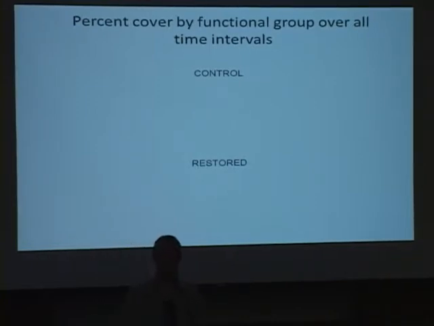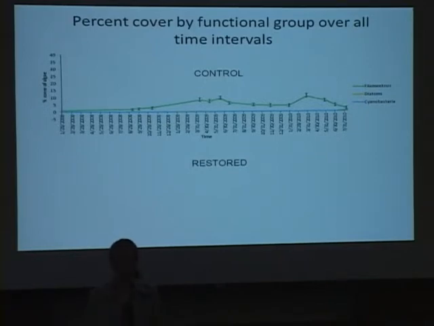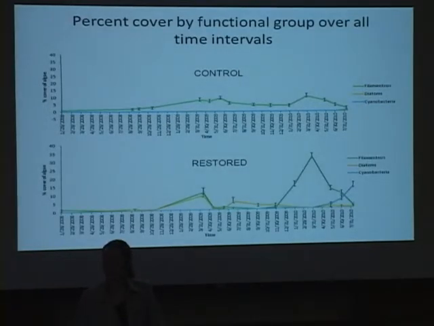Then we looked at the functional groups over time to see if there was a difference between the control and the restored. What we found was that in the control, the filamentous algae dominate the cover. Meanwhile, in the restored treatment, there was not only filamentous algae, but also cyanobacteria and diatoms. In the first year, diatoms and filamentous algae were growing. They both peaked in the spring. Then the second year, we saw a peak of filamentous algae, followed by a succession of cyanobacteria.